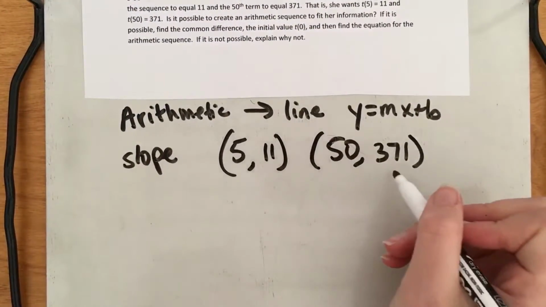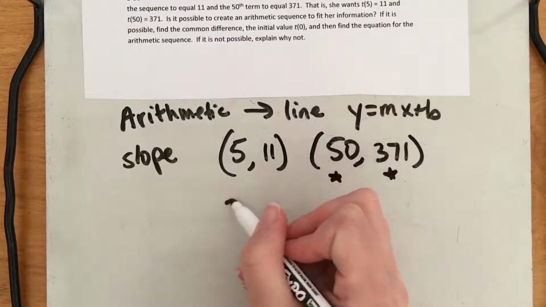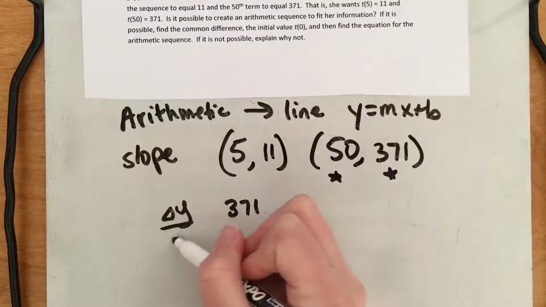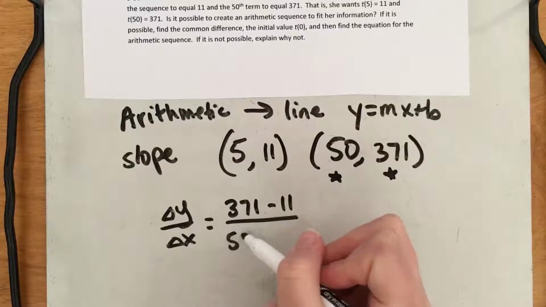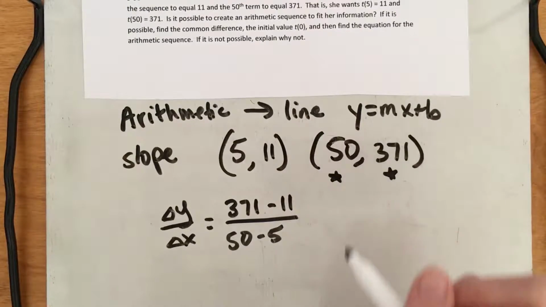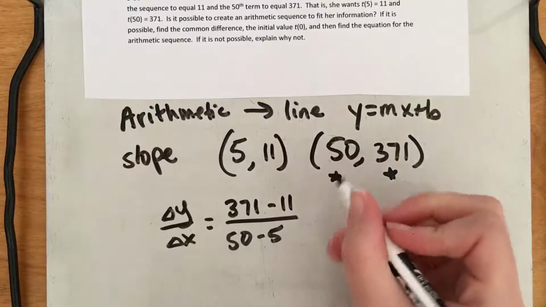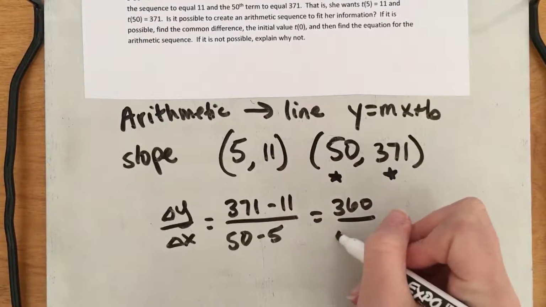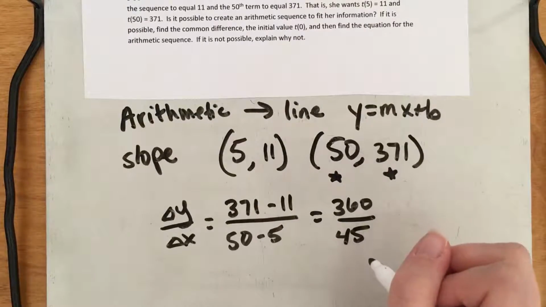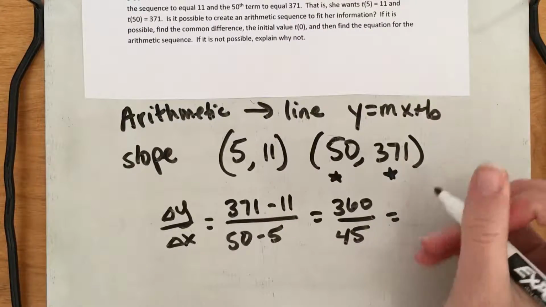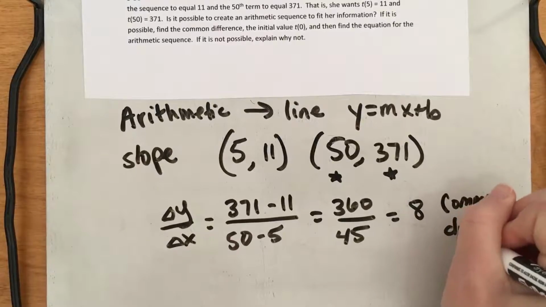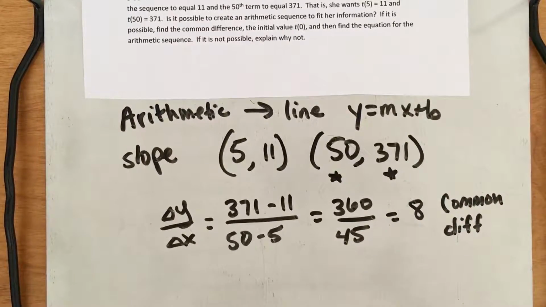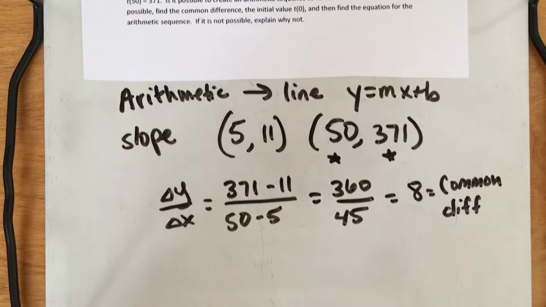So I'm going to take these ones first. Okay, so 371. Remember, our y is on top, x is on the bottom. So 371 minus 11 divided by 50 minus 5. We have to start in the same order each time. So 371 minus 11, that'll give me 360, and the bottom will be 45. If I actually divide those in my calculator, and you can do the same thing, you'll get 8. So this is our common difference, which means the same thing as slope. Okay? So 8 is our common difference. That means for every term in the sequence, it gets bigger by 8 every time. So that is that one.